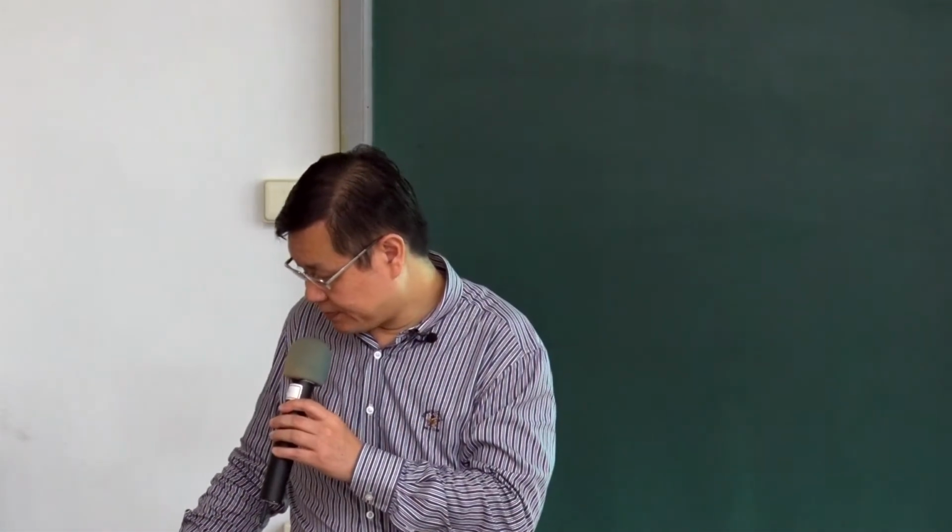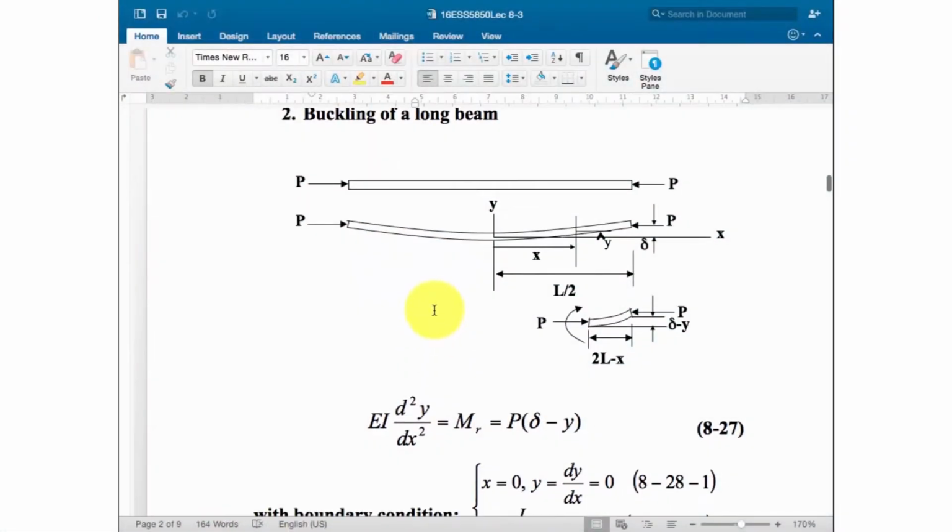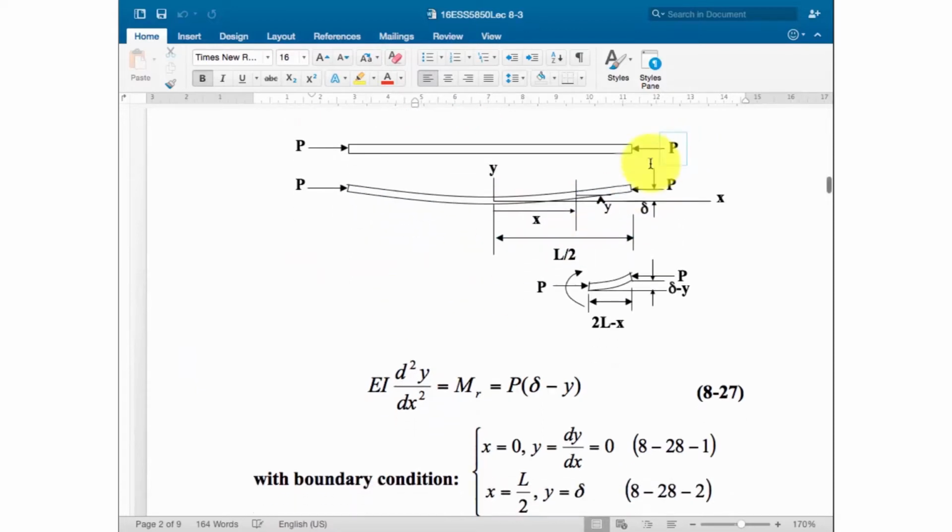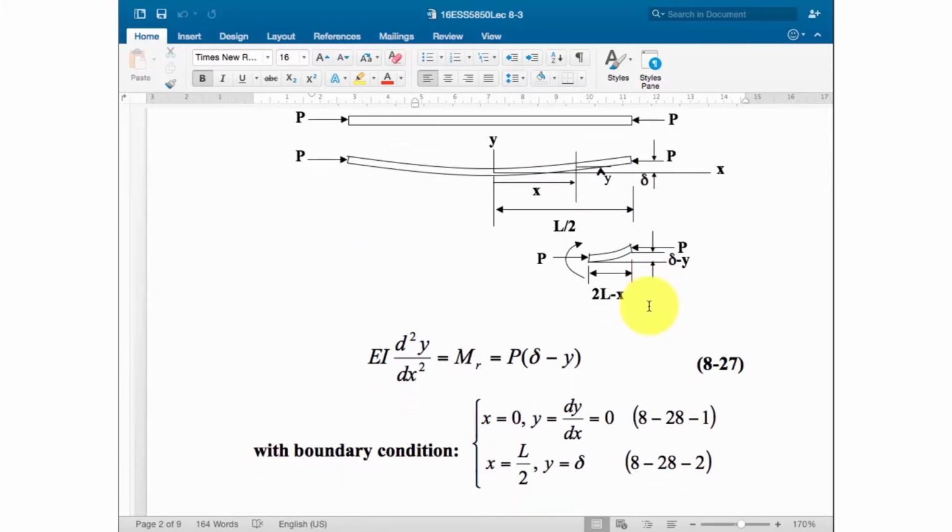If the compression force is large enough, the beam will start to buckle. When the beam starts to buckle, the situation looks like this. You take a small portion of the beam and analyze the force balance and the moment balance along the beam, and you can find the equation like this. The curvature will be equal to your bending moment.